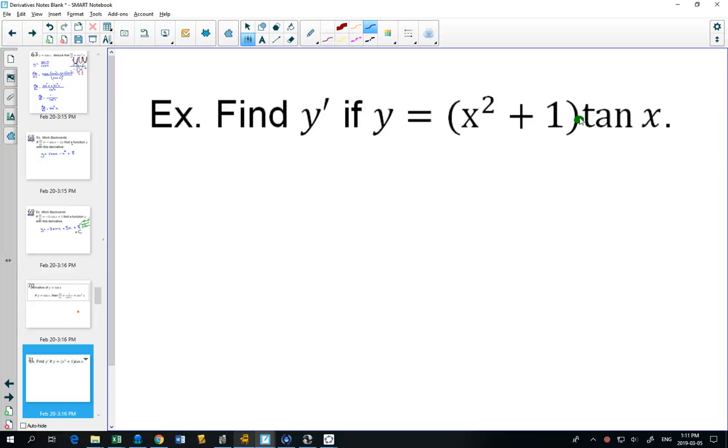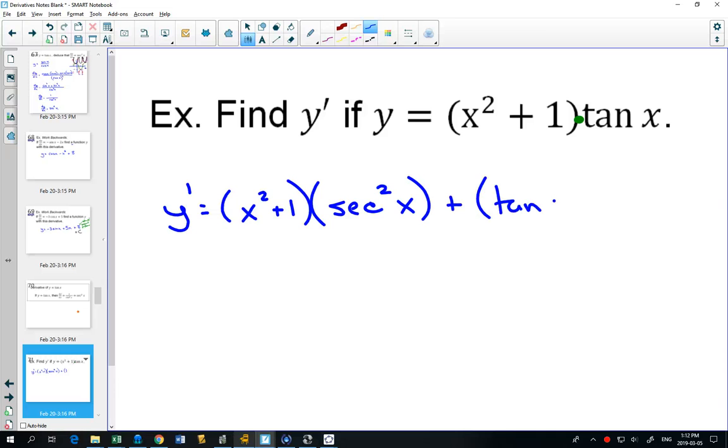What does the product rule look like? Keep one the same, derivative of the second one, and keep the second one the same, derivative of the first one. I think what makes the trig functions a little bit more difficult is that the derivative looks so different from what the original one was. We started with tan, now we have a secant squared.